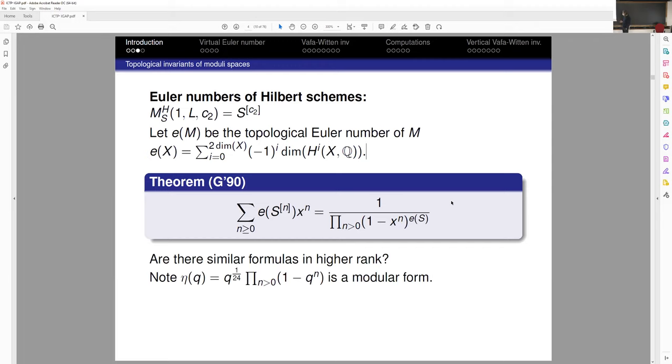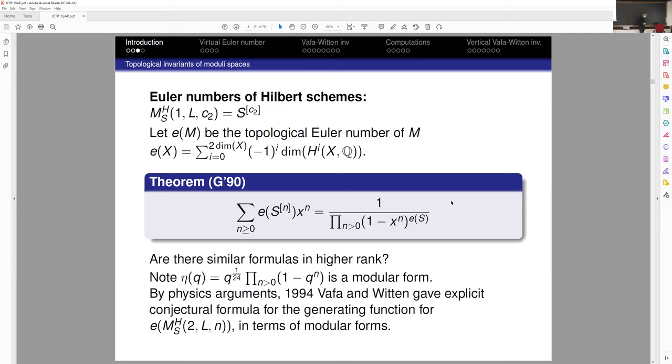And now we could ask ourselves, are there similar formulas in higher rank? One should note that this denominator is essentially a modular form. It's the eta function up to this trivial factor here. The result that we get from physics now becomes the paper by Vafa-Witten, which is also very old, which gives an explicit conjectural formula for the generating function of these Euler numbers in the rank 2 case in terms of modular forms. I will later say two more words about modular forms, but not very much.